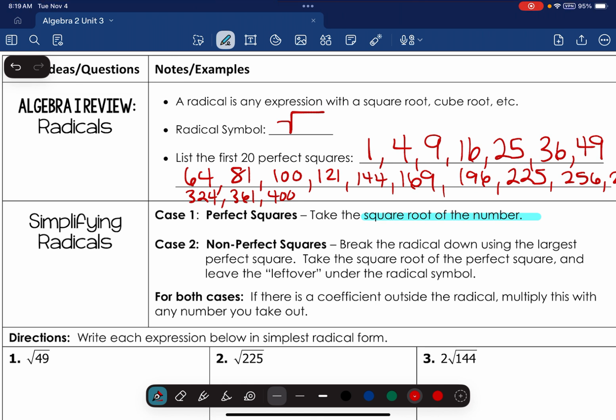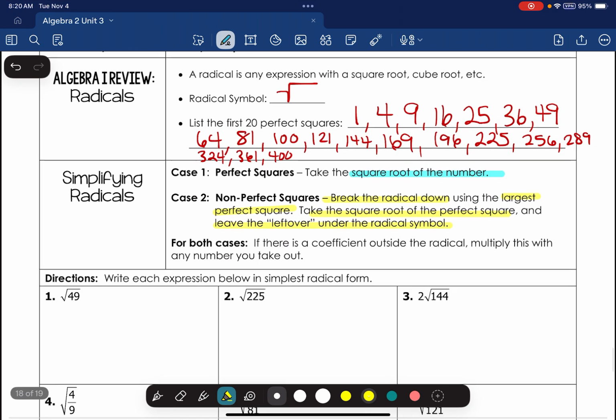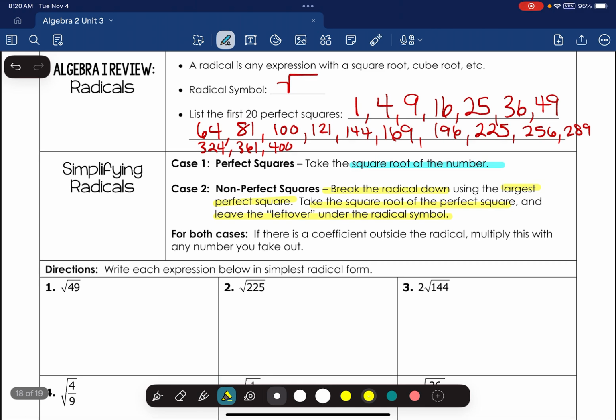Non-perfect squares, when we're looking at the second case, we have to break that radical down. We're going to break it down by dividing it into its factors. And one of the factors should be the largest perfect square you can find. So you're going to take the square root of the perfect square and leave what's left over under the radical symbol. So we're going to go through examples of both cases.